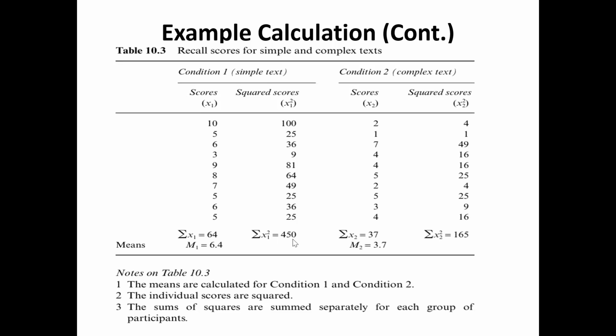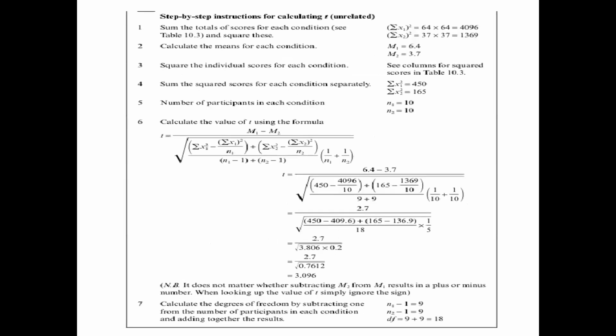This is the sum, 450. Summation of x2 square is 165. So this is exactly what you need to apply the formula. So we go to the next step-by-step calculation.